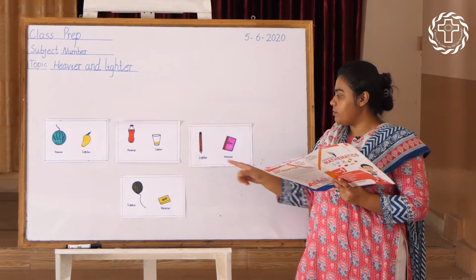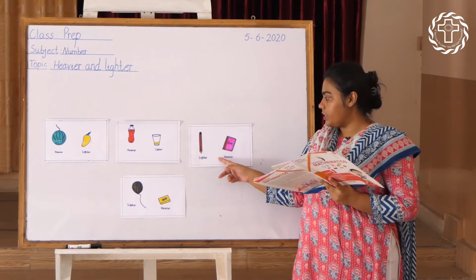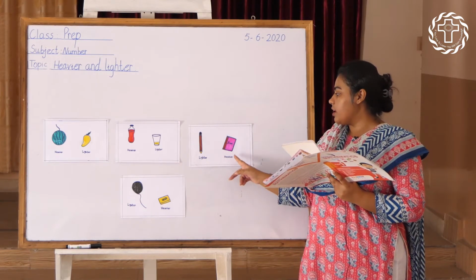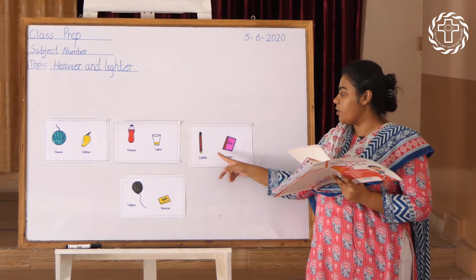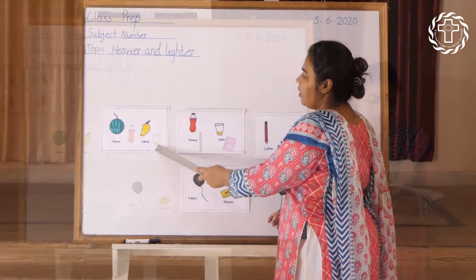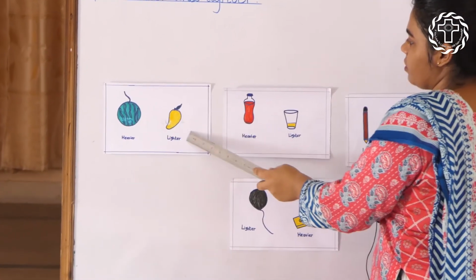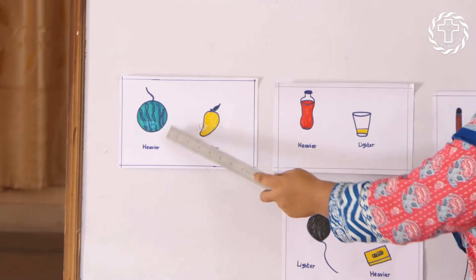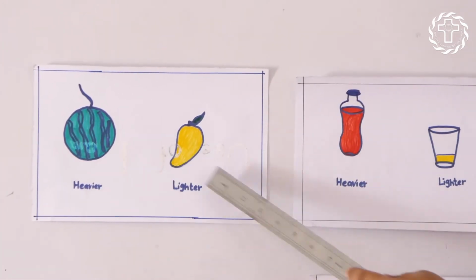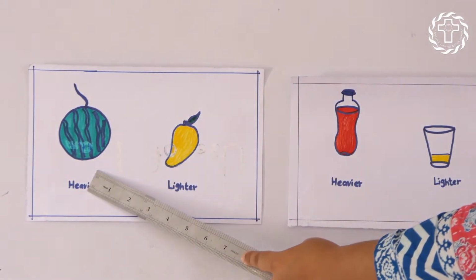When we have two objects of unequal weight, one object is lighter and the other one is heavier. Now, look at this picture. These are two pictures of fruits. One is heavier and the other one is lighter. The watermelon is heavier than the mango and the mango is lighter than a watermelon.